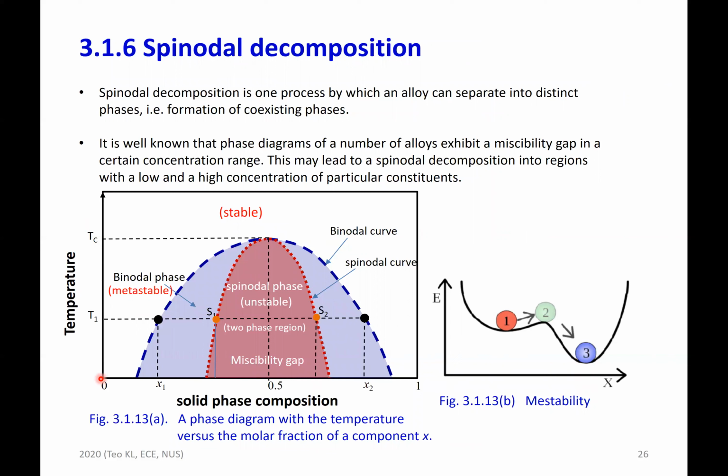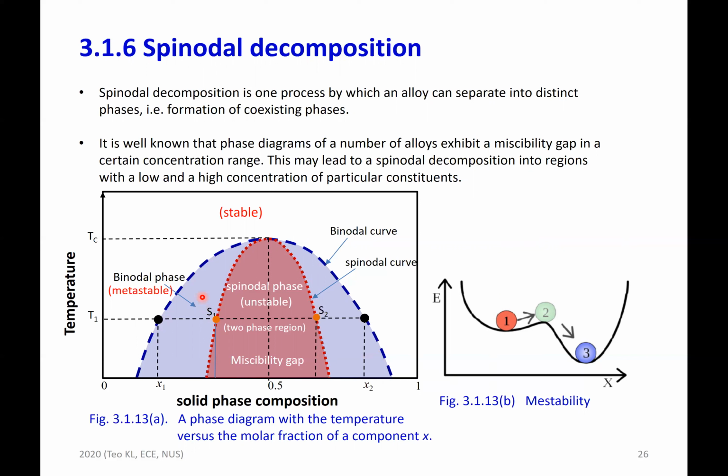This is the temperature, or you can take it as the growth temperature, and this is the solid phase composition. Again, the composition ranges from 0 to 1. Basically, the diagram is symmetrical around the composition of 0.5, which is the case for a regular solution model. Now, the blue dashed line is known as the binodal curve. The red dashed line is known as the spinodal curve.